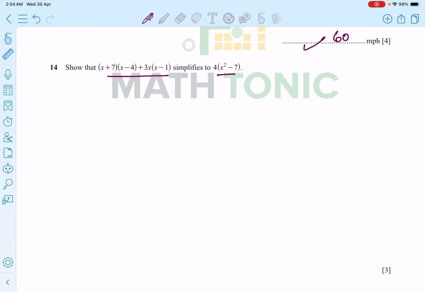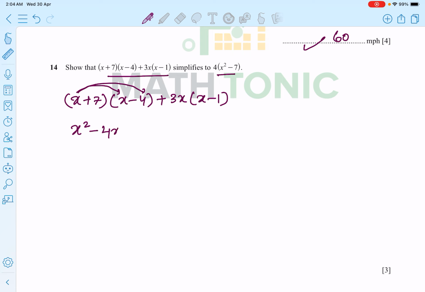Okay, let's start. It is given x plus 7 times x minus 4, plus 3x times x minus 1. We can expand this: x times x minus x times 4, so I can write x squared minus 4x, then 7 times x will be 7x, and 7 times minus 4 will be minus 28. Plus you can expand this one: that is 3x squared, and 3x times minus 1 becomes minus 3x.